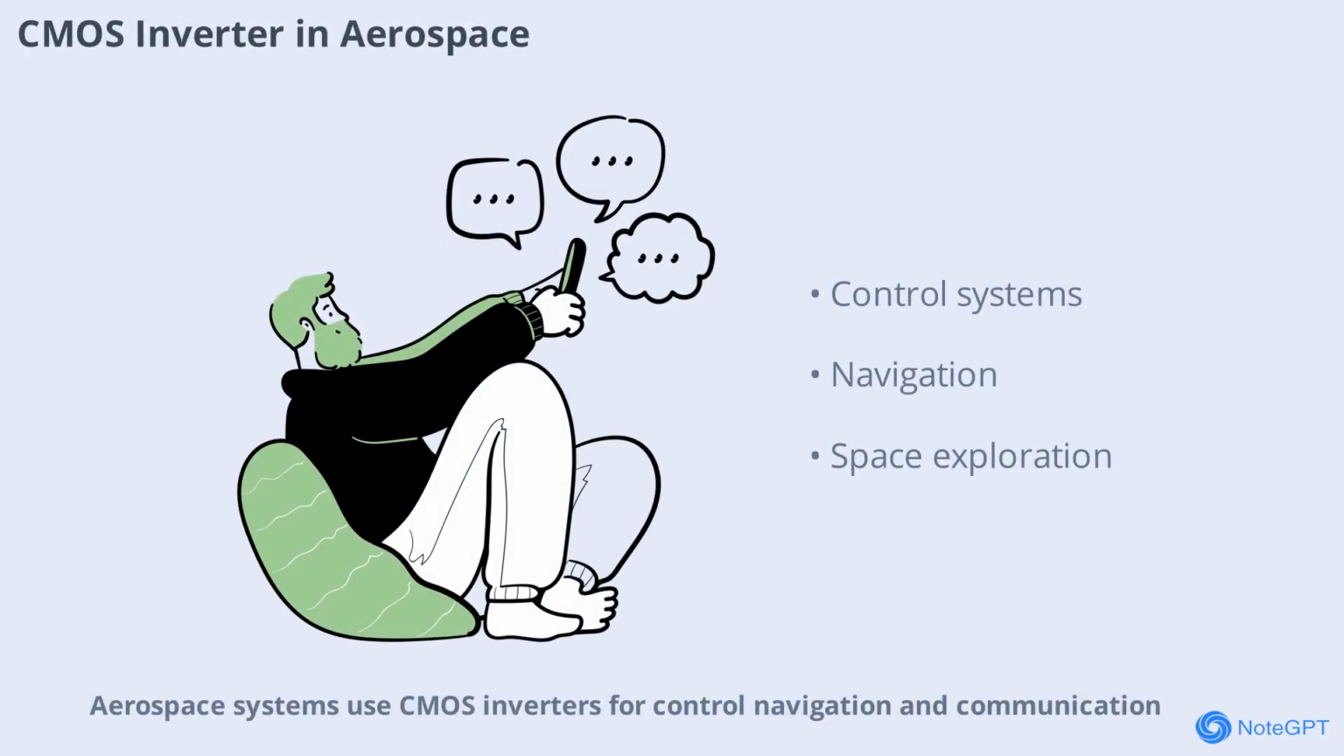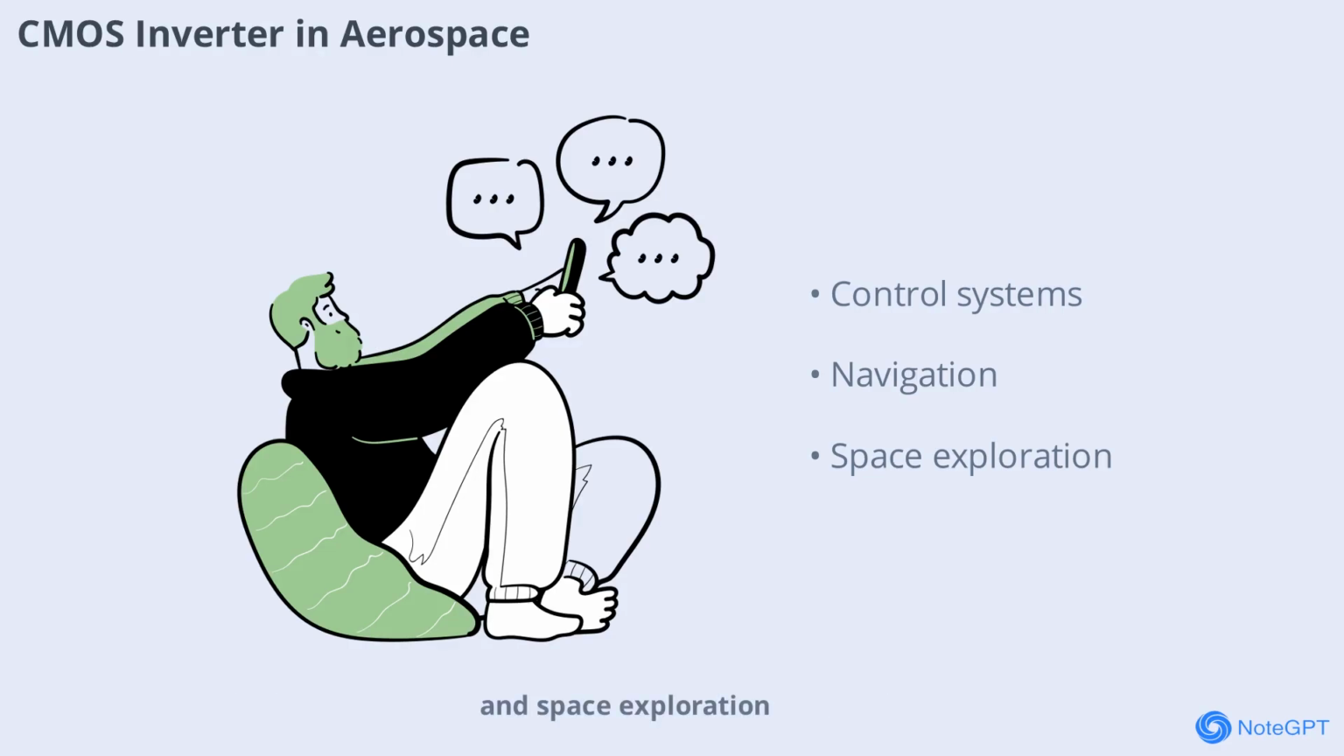Aerospace systems use CMOS inverters for control, navigation, and communication. Their robustness and efficiency are vital for reliable operation in harsh environments. We'll explore how CMOS inverters are used in satellites, aircraft, and space exploration.